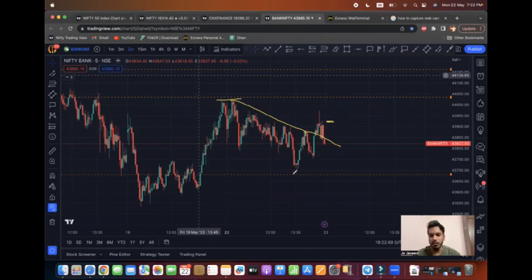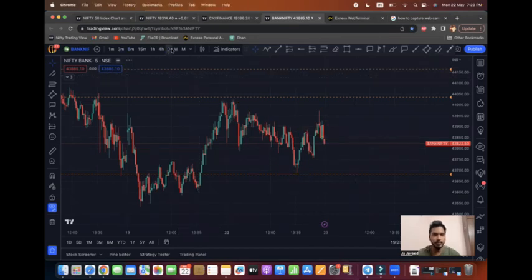For the downside, we need to wait for a breakdown of this level, which is 43,650 level. I'm just going somewhat larger over here. If it is crossing 43,650 and sustaining below, then we can plan a selling side trade as well in Bank Nifty. Similarly, in Bank Nifty, let me show you on the daily time frame.